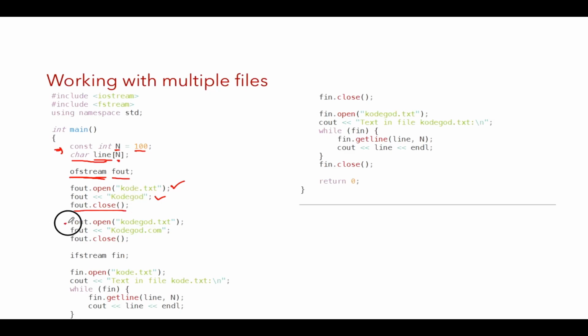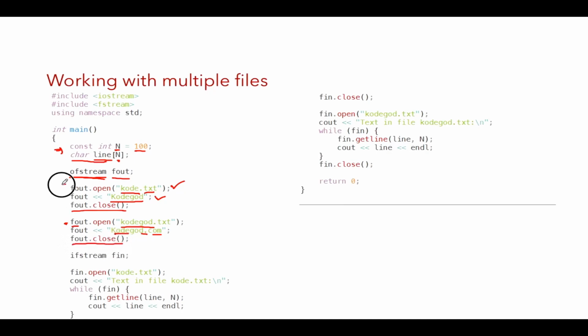Then I'm opening another file with the same object. This time the file name is codegod.txt; the earlier one was code.txt. In the second file, I'm writing kodegod.com. Notice that I've written only Kodegod in the first file. Then I'm closing that file again.